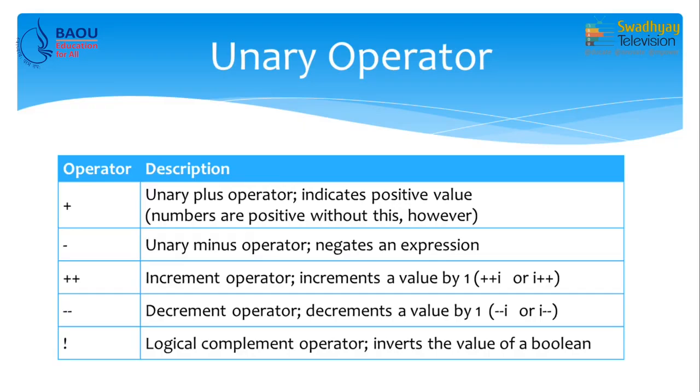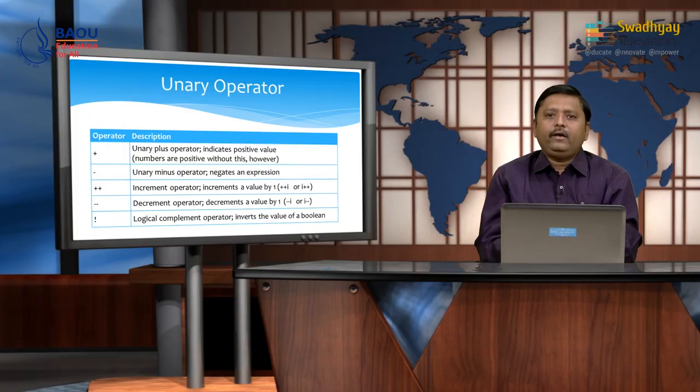For example, if I write not into bracket a greater than b, suppose a is greater than b, then it returns true. So, not will convert this into false, and if a is not greater than b, then it returns false. So, not will convert it into true. So, this is used to negate a logical expression.